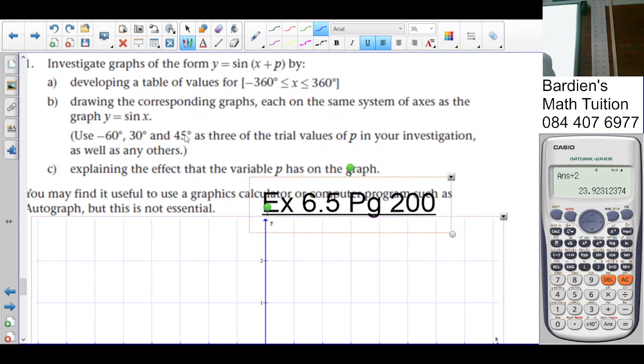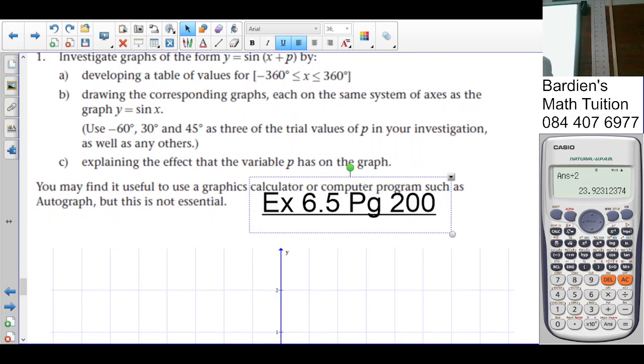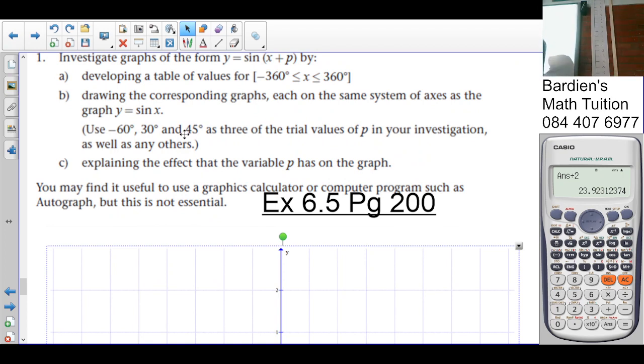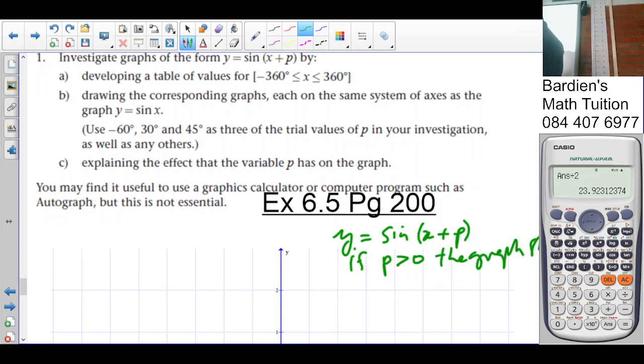In general, explaining the effect of the variable p on the graph. So this is now the answer to C. The graphical calculator we just used is useful. So you can make a note. If y equals sine x plus p, and p is greater than 0, which means it's positive, the graph shifts p units to the left. So if p is 10, it moves 10 degrees to the left. If p was 20, it moves 20 degrees to the left.